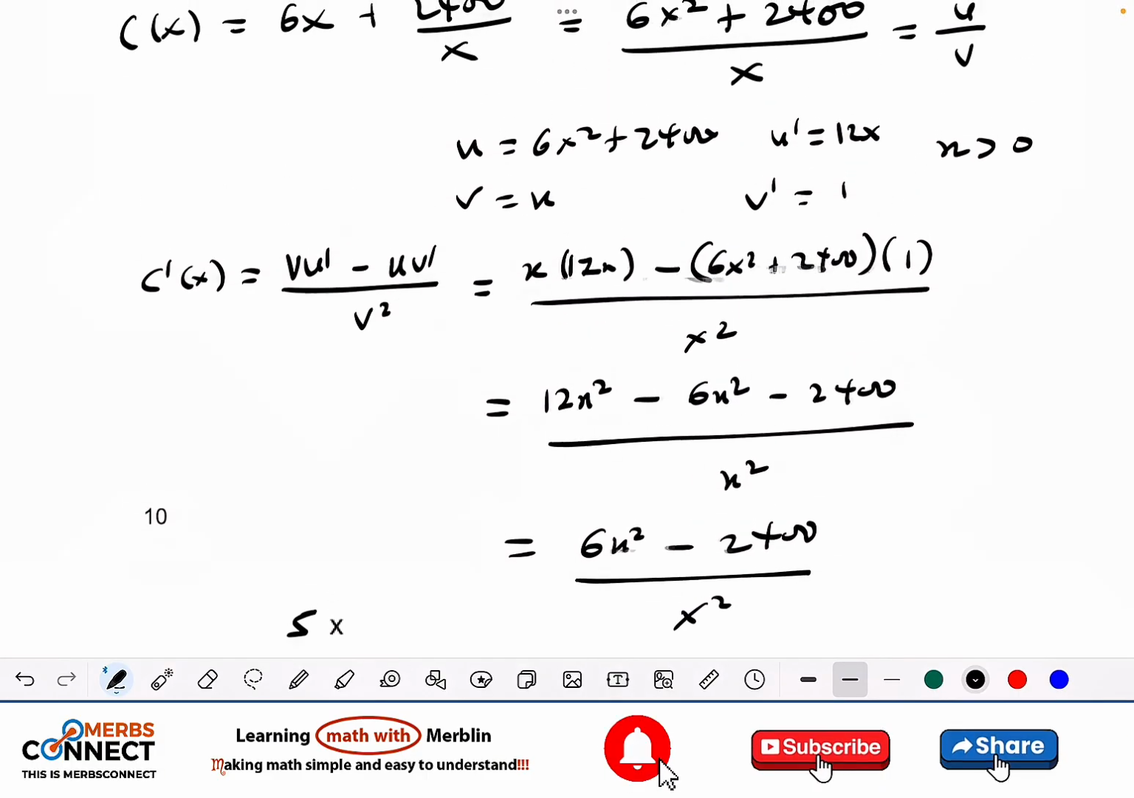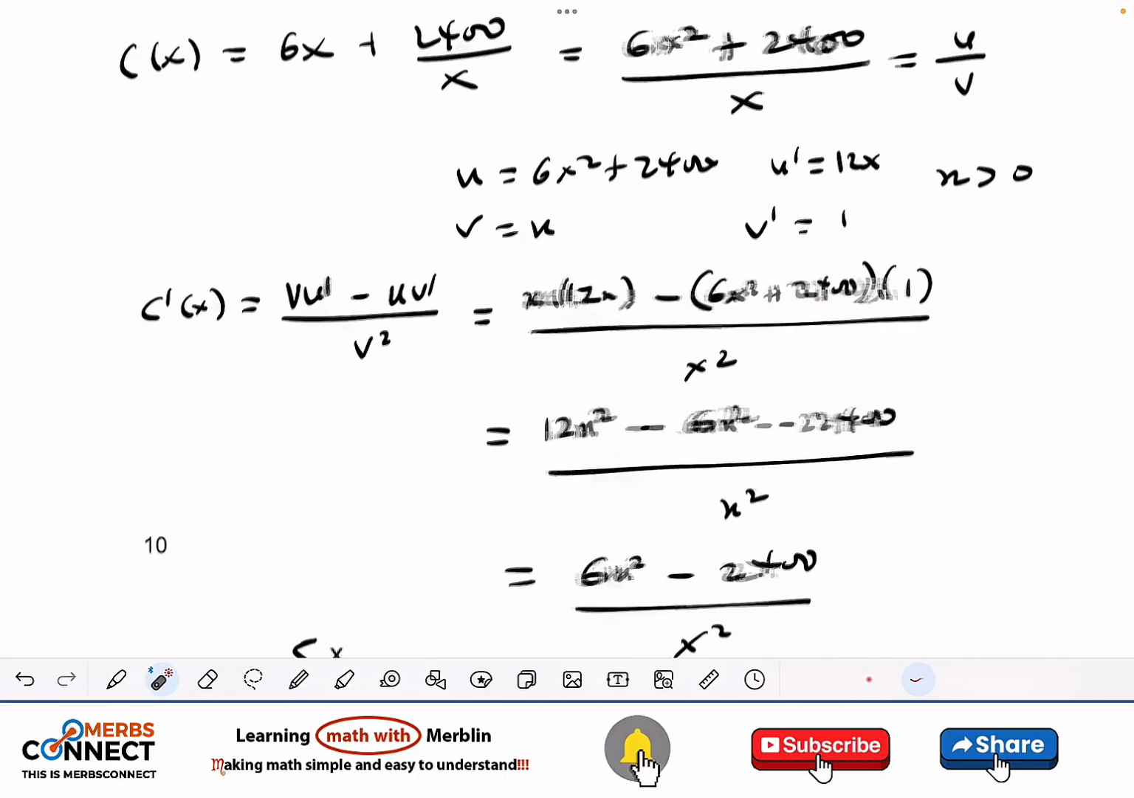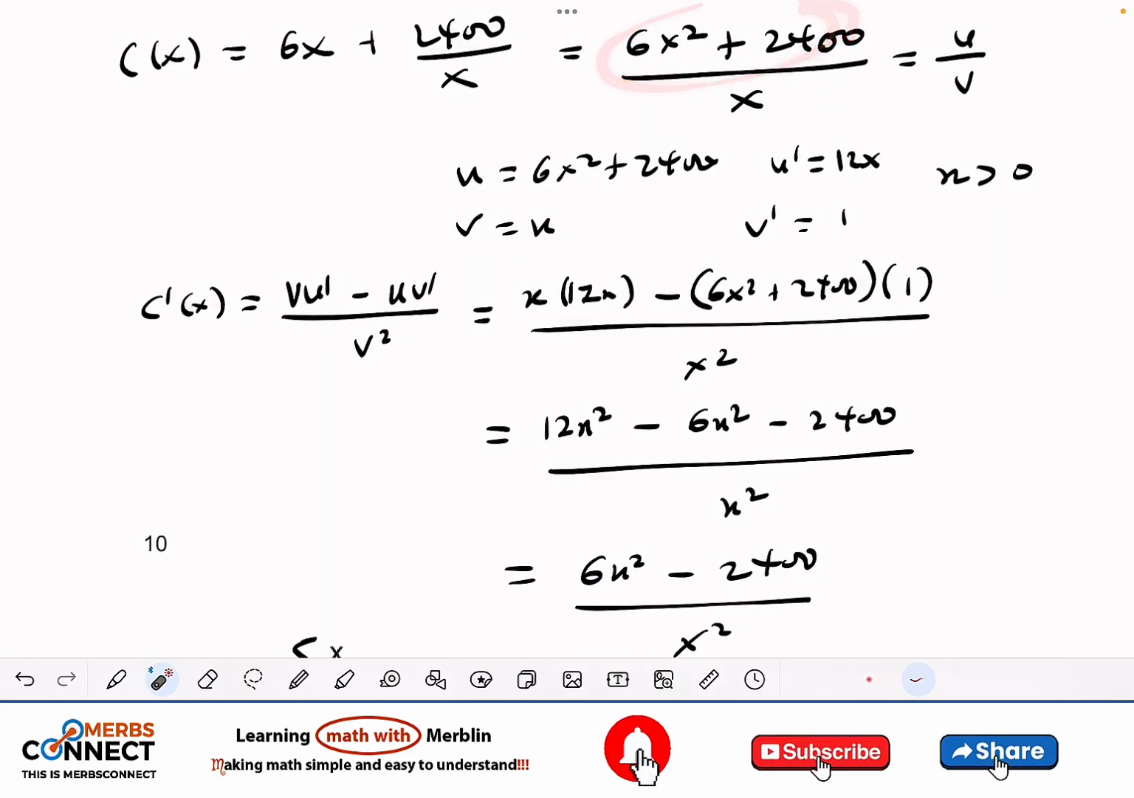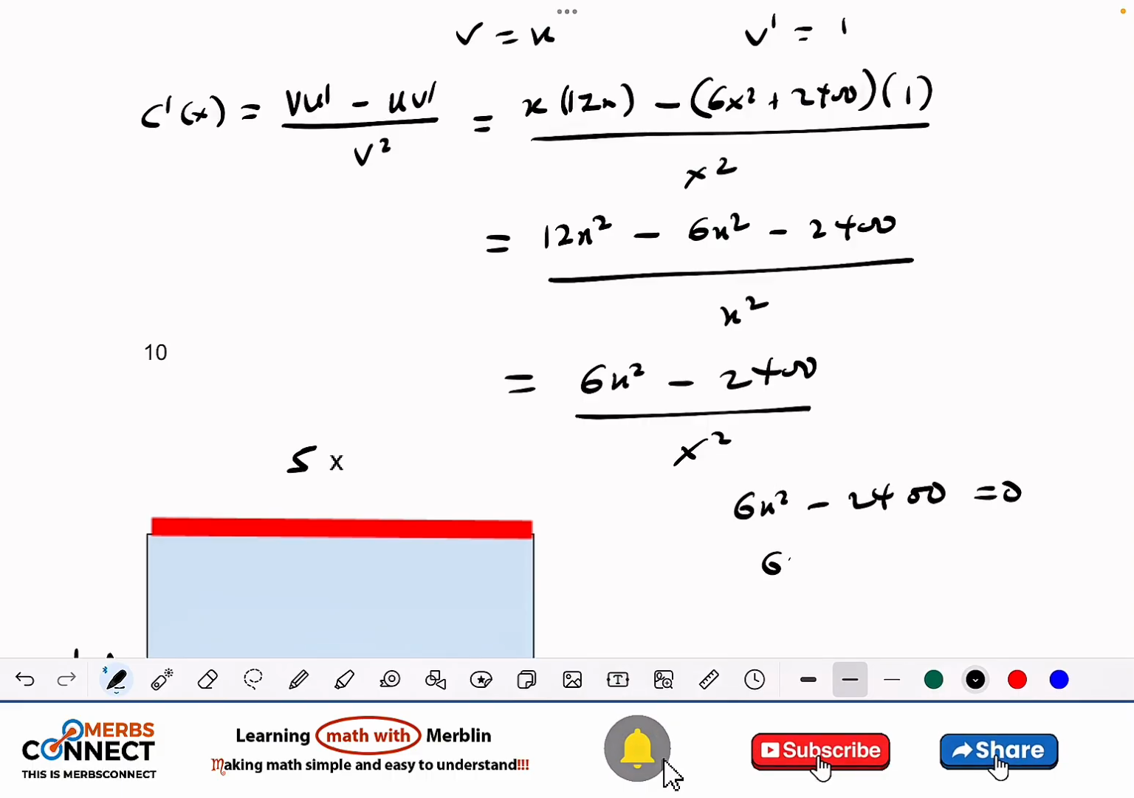So you see that the top here is kind of what we had before. But the only thing is that this is negative and this is positive. So since this one was positive, we didn't have any value that will make this one 0. But because this is minus, we're going to have a value that will make this one 0. So let's pick the top and solve. 6x squared minus 2400 is equal to 0. 6x squared is equal to 2400.